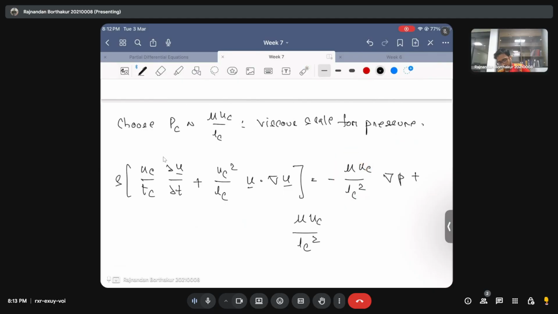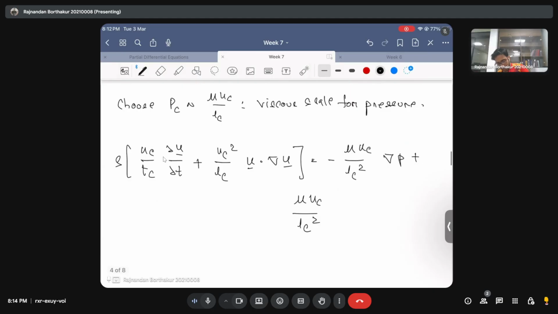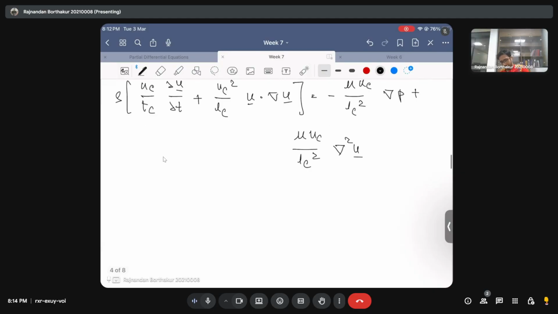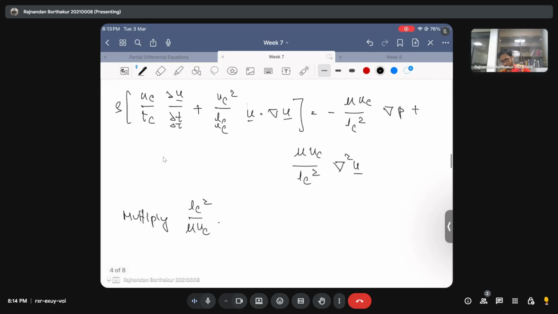So then this is mu UC by LC squared times del squared of U. So what I will now do is multiply by LC squared by mu UC throughout the entire equation. Okay, so if I do that, let's see what we get.